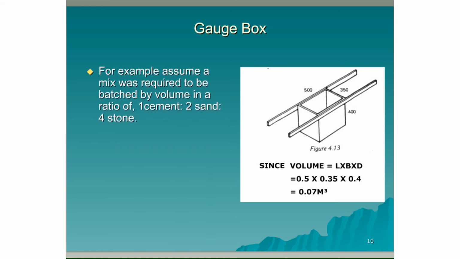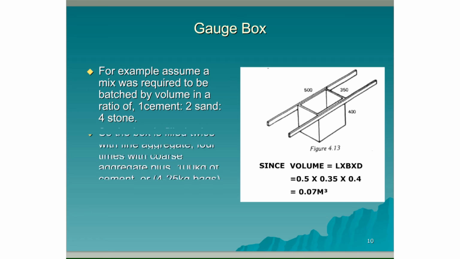For example, assume a mix was required to be batched by volume in the ratio of 1 cement to 2 sand to 4 stone. So the box is filled twice with fine aggregate, 4 times with coarse aggregate, plus 100 kilograms of cement, or 4 25 kilogram bags. This would give us an accurate mix.